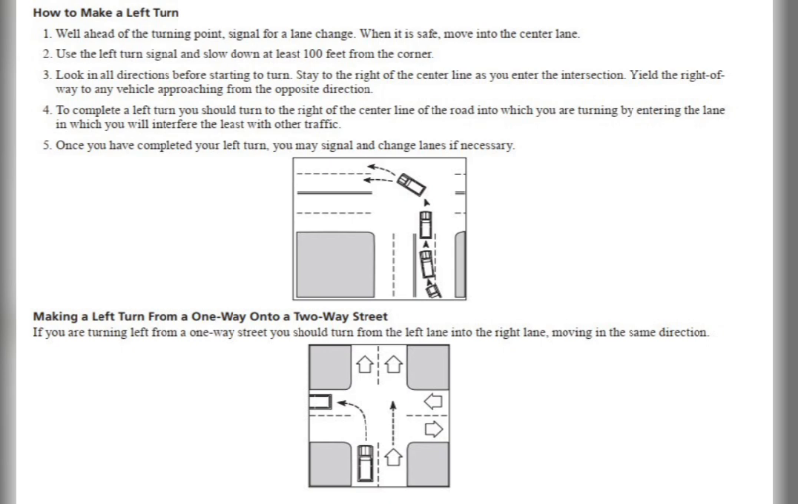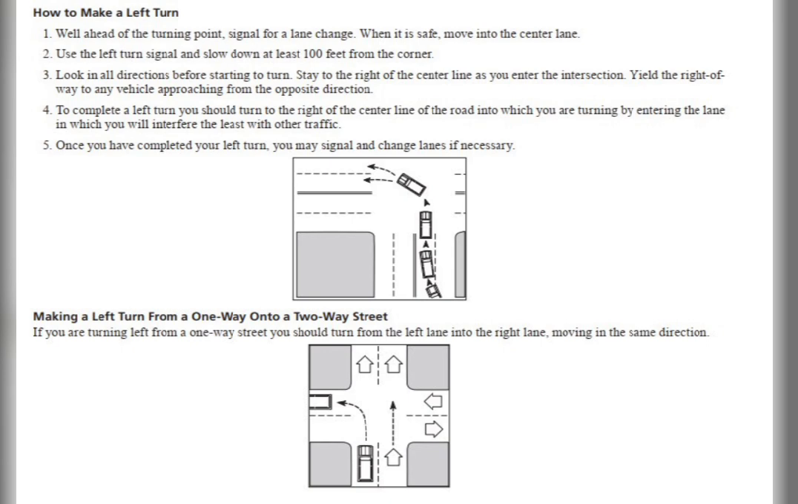4. To complete a left turn, you should turn to the right of the center line of the road into which you are turning by entering the lane in which you will interfere the least with other traffic. 5. Once you have completed your left turn, you may signal and change lanes if necessary.